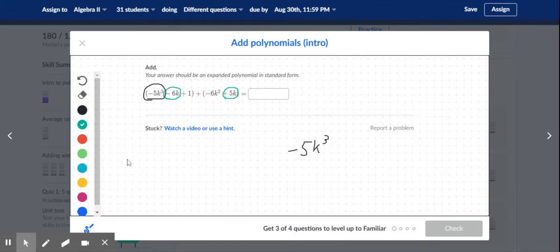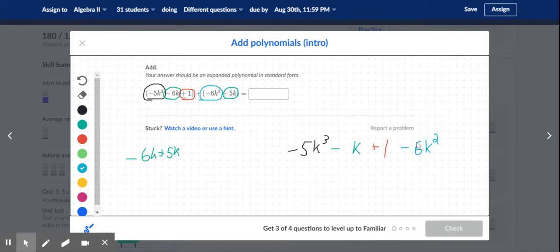So what is negative 6k plus 5k? That's negative 1k. So I don't have to say negative 1k, right? In math, we don't actually write that little 1 there. So negative k. Next, are there any terms that have just a number? Well, there's just one term. Okay, so that's by itself. And last, this is also by itself. There are no other k squareds to combine it with.